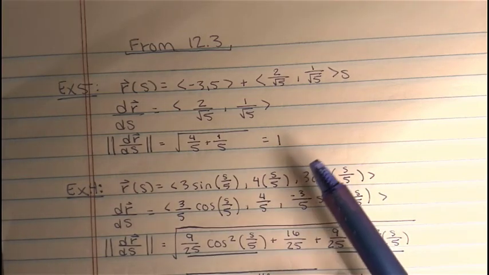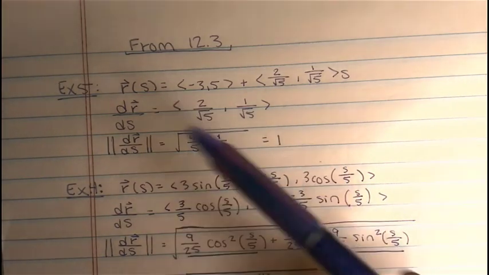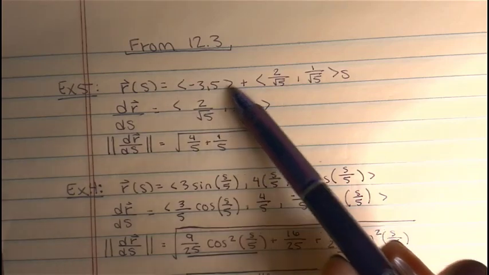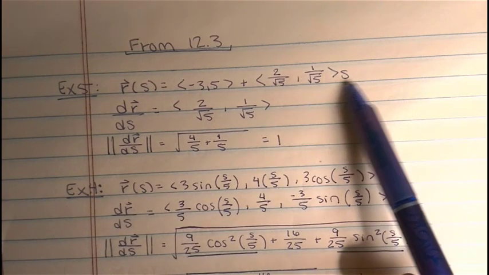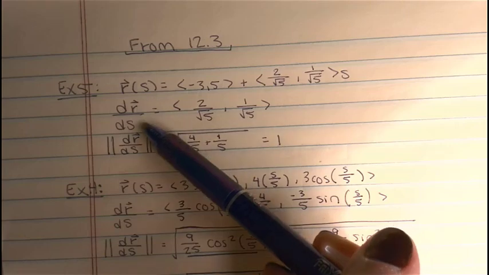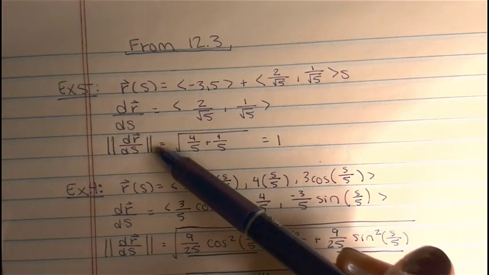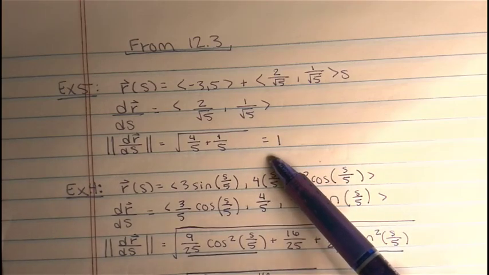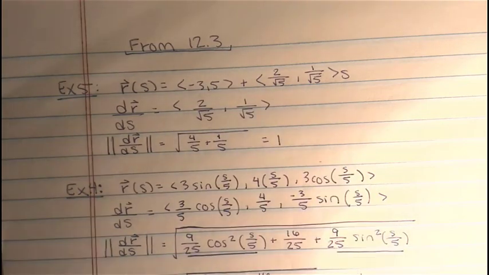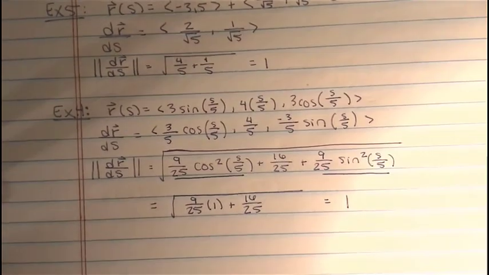So here I use example 5, which is the example we did with a line. Here I've written the equation of the line parameterized in terms of arc length. I took the derivative with respect to arc length, and I got this vector. When I took the magnitude, I got 1. This is simple because it's a line, but it also works with other functions.